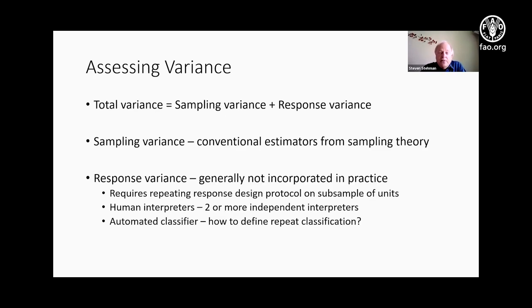We need to assess or estimate the variance because the square root of the variance is the standard error, and we input that into the confidence intervals that we need. We can think of the total variance as being the sum of the sampling variance plus the response variance. Now, typically what we only estimate is the sampling variance, and we have standard formulas for doing that. Generally, to this point, we are not incorporating response variance, and that opens up another very big issue. We do have methods that we can start to do that, but it's not part of current practice.